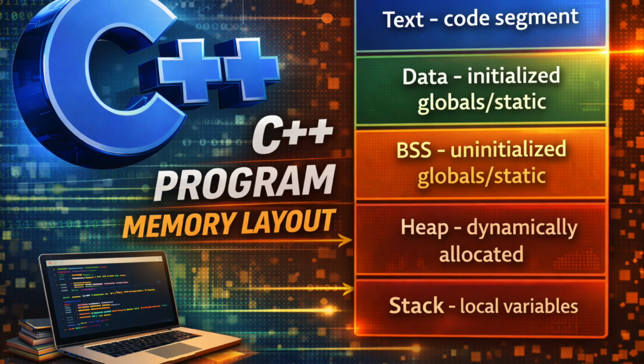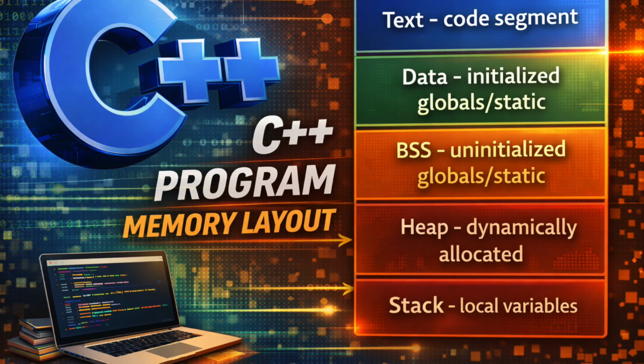Two big reasons. First, security. It stops a running program from accidentally or maliciously modifying its own instructions. That's a common attack vector. And second, efficiency. By marking the code as read-only, the OS can use shared code pages.